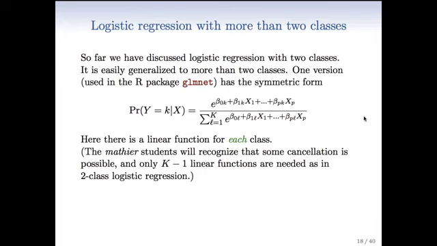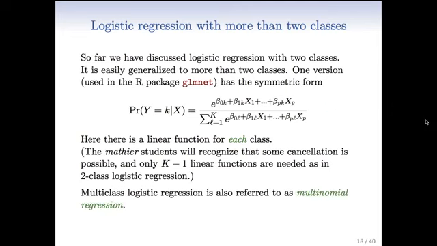The math students will recognize that some cancellation is possible in this ratio. And that's true. And what that means is actually you only need K minus 1 linear functions, as you do in a 2-class logistic regression. That's somewhat of a detail, and it turns out for our glmnet application, this is a more symmetric representation, and it's actually more useful. This multi-class logistic regression is also referred to as multinomial regression.